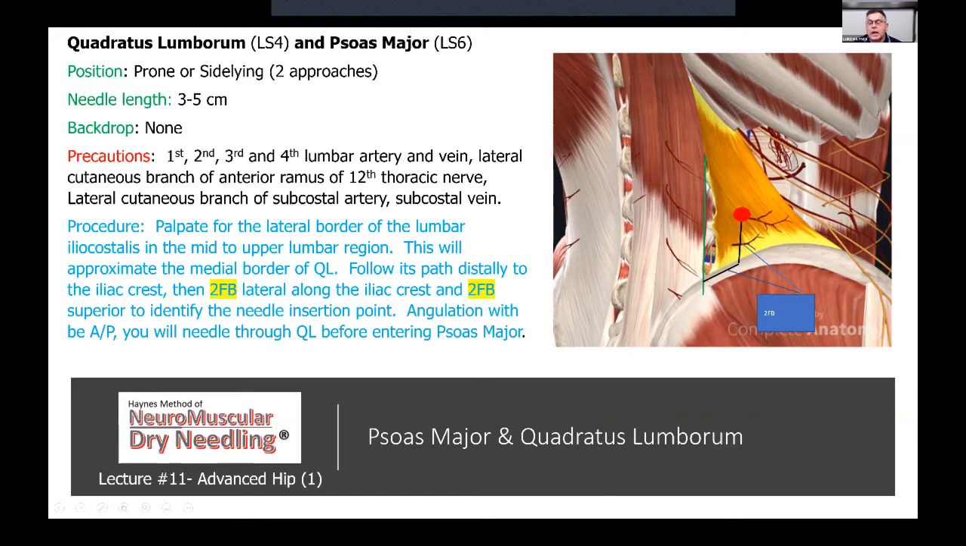So we use that profundus grip to find the lateral border of Iliocostalis. 2 finger breadths along the iliac crest laterally, 2 finger breadths superiorly will be our needle placement. Here, angulation is going to be anterior to posteriorly, and you'll needle through QL before you hit psoas major. So I'll lump these two together in a posterior aspect. If we want to get this upper piece, we absolutely can get psoas major back here, but this is also the same way we will get QL.